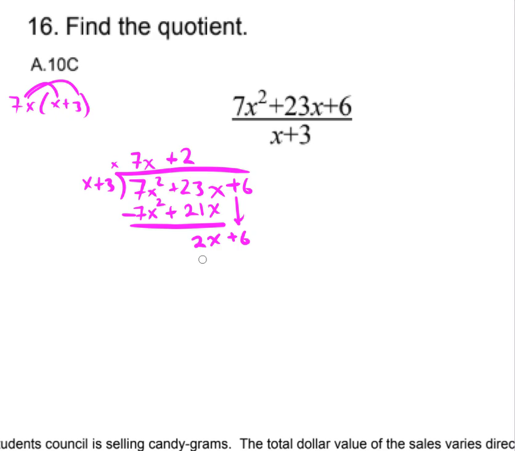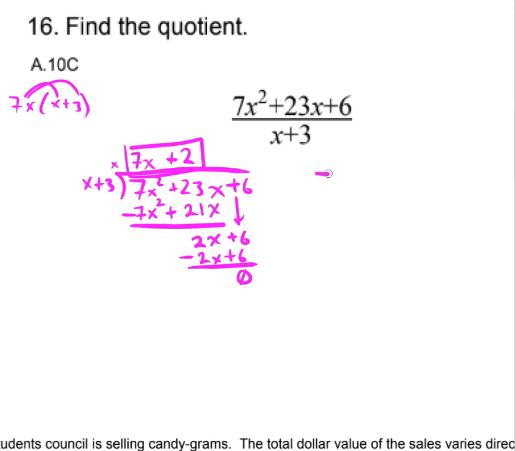2 times x plus 3, 2 times x is 2x, right? 2 times 3 is 6. And when I subtract those two, I get 0. And I'm done. 7x plus 2 is my answer.